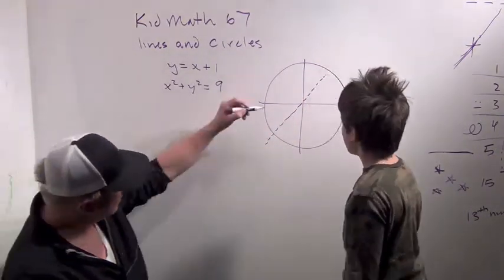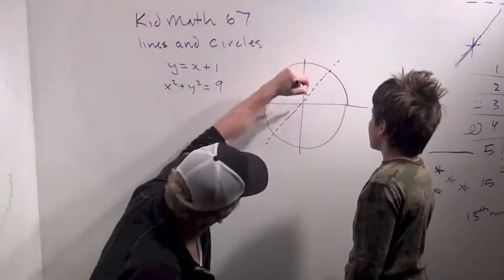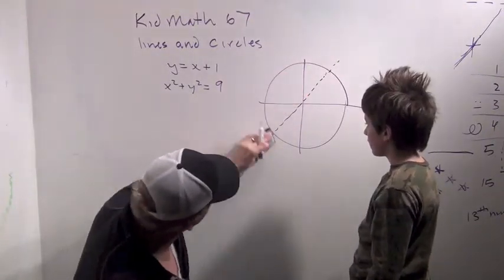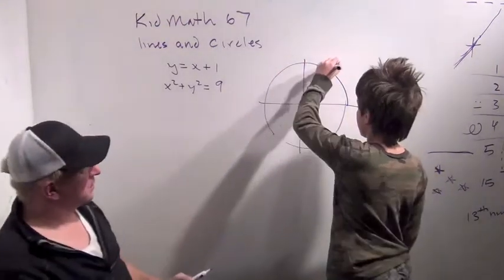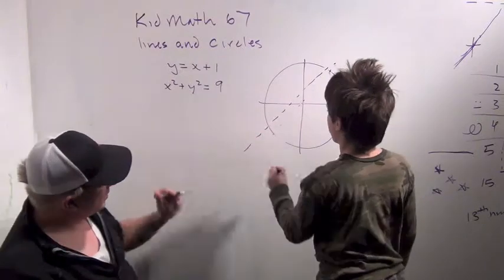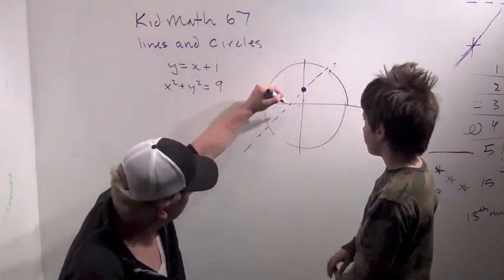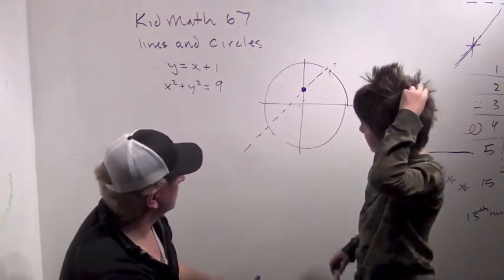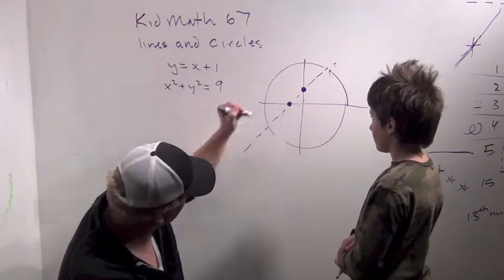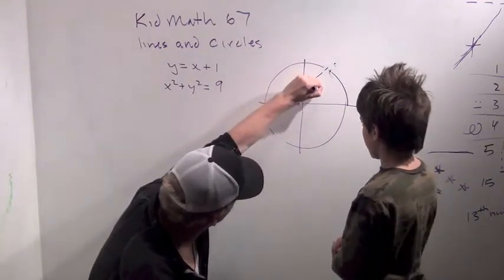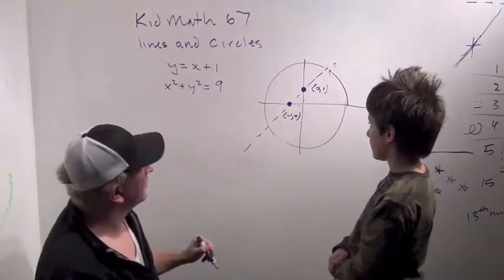Well, it doesn't cross through the origin. Let's draw it emphasizing the fact that it doesn't go through 0, 0. There you go. What is this point here? That's when x equals 0. When x equals 0, y is 1. And what about this point here when y equals 0? When y equals 0, x is negative 1. Negative 1, 0. Okay, those are our points.